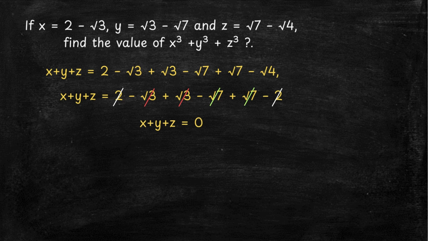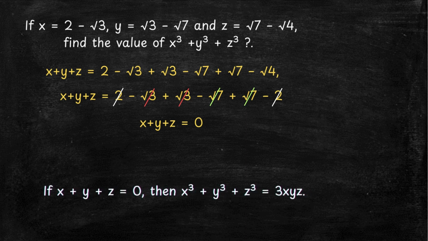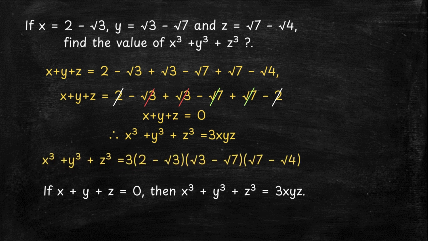So now therefore we can say, applying the identity, that if x plus y plus z is 0, then x cube plus y cube plus z cube is 3 times xyz. So we can write this as 3 times xyz. Now substituting x as 2 minus root 3, y as root 3 minus root 7, and z as root 7 minus root 4, we get x cube plus y cube plus z cube as this.